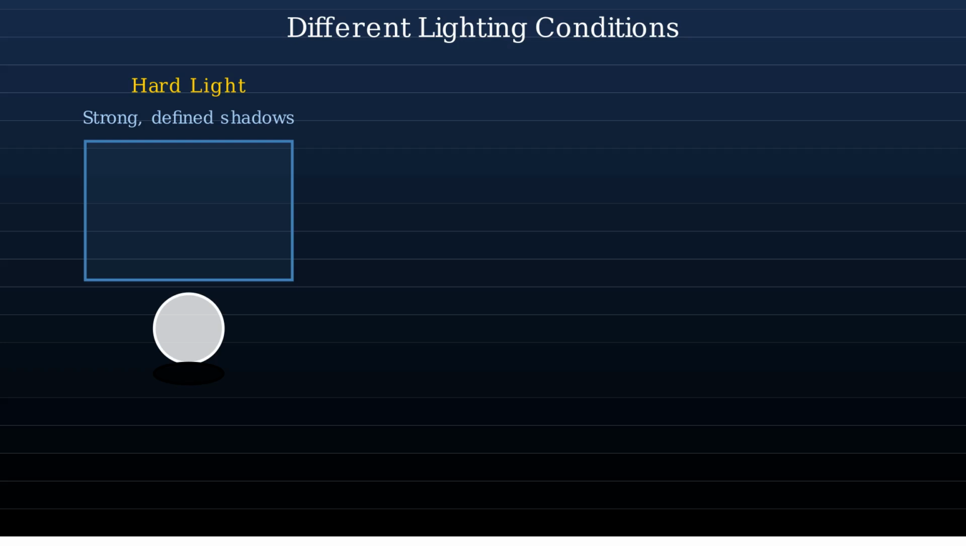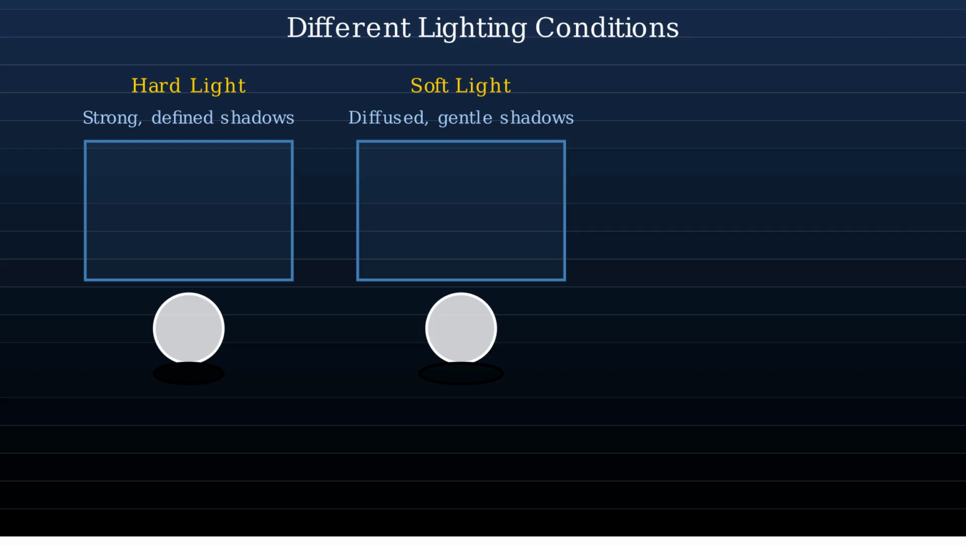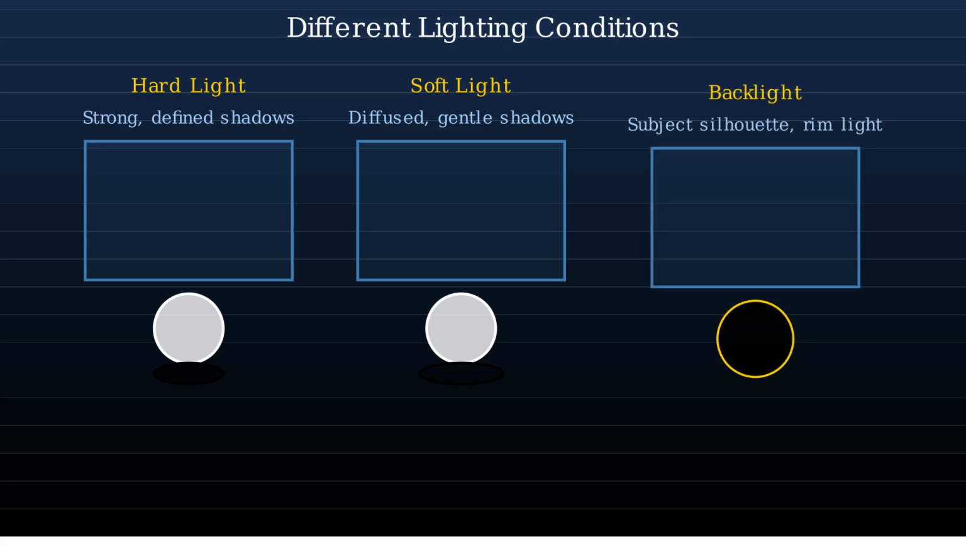Different lighting conditions create dramatically different photographic results. Hard light creates strong, defined shadows with high contrast. Soft light creates diffused, gentle shadows that wrap around the subject, creating a more flattering look. Backlighting creates silhouettes and rim lighting, highlighting the edges of subjects.